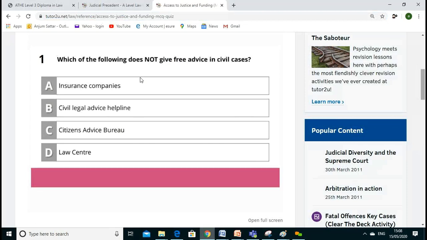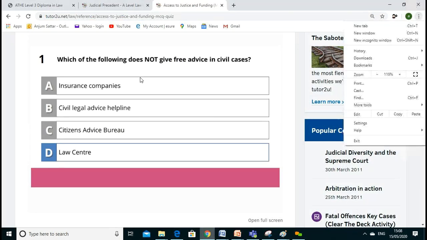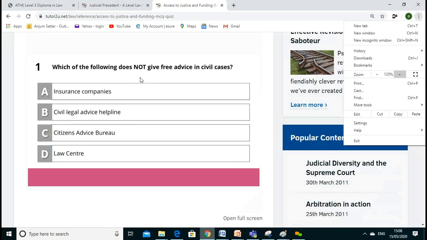So we start. First question: which of the following does not give free advice in civil cases? This is more general knowledge than specific to the module, but that is also law. What do you think? Which one?